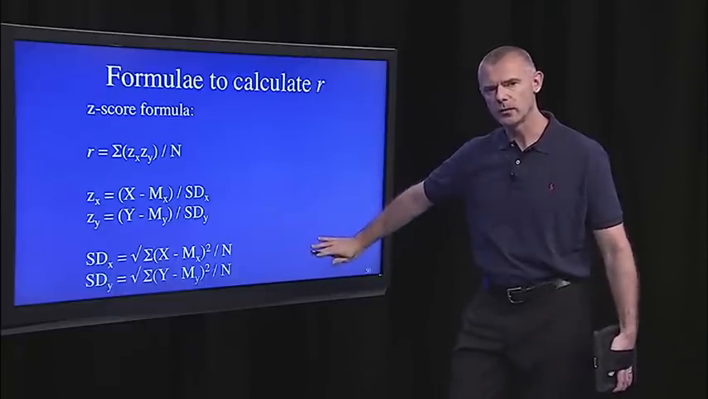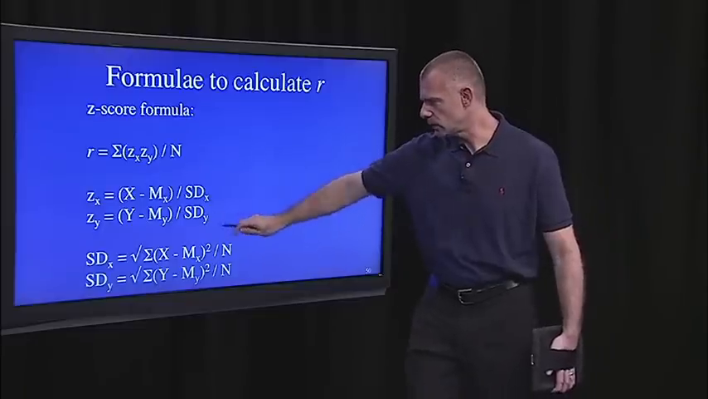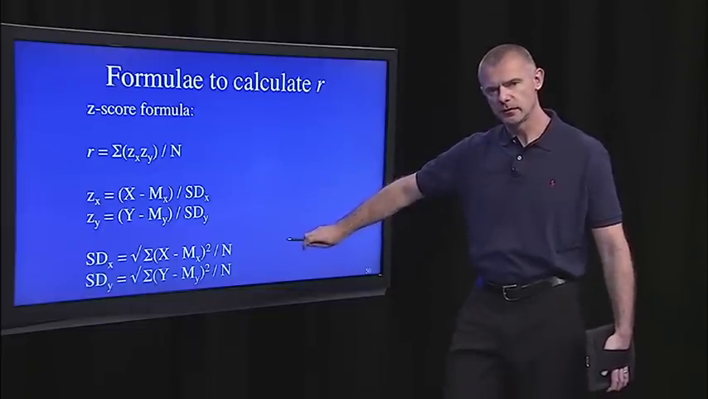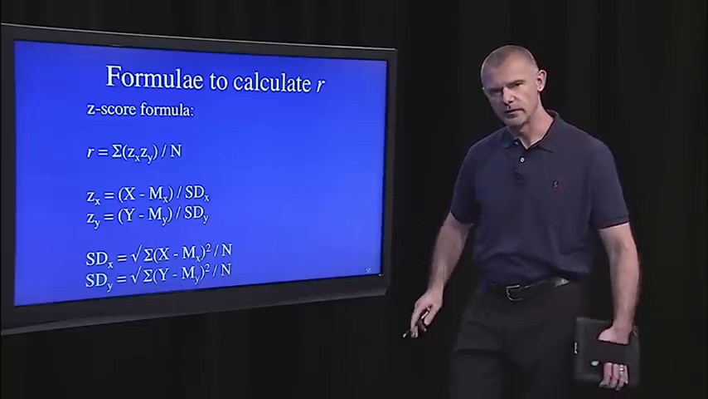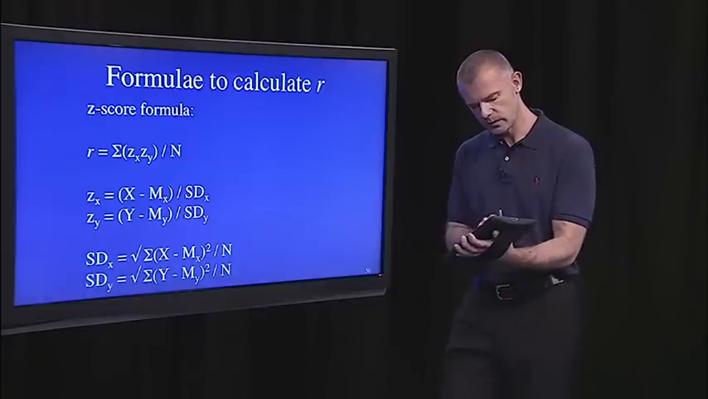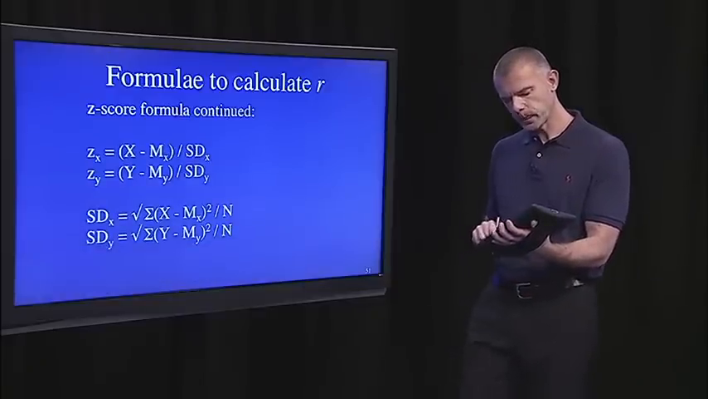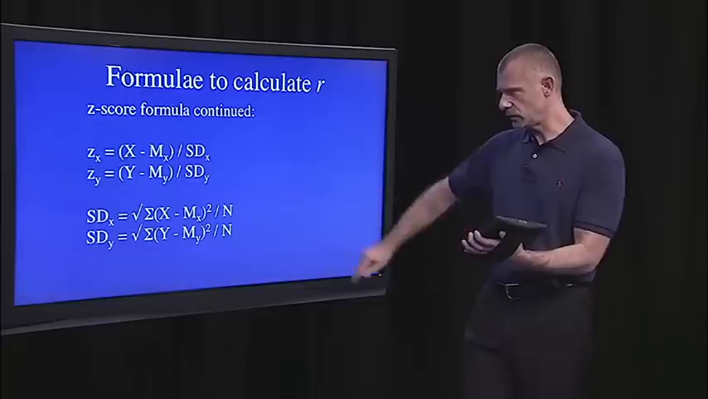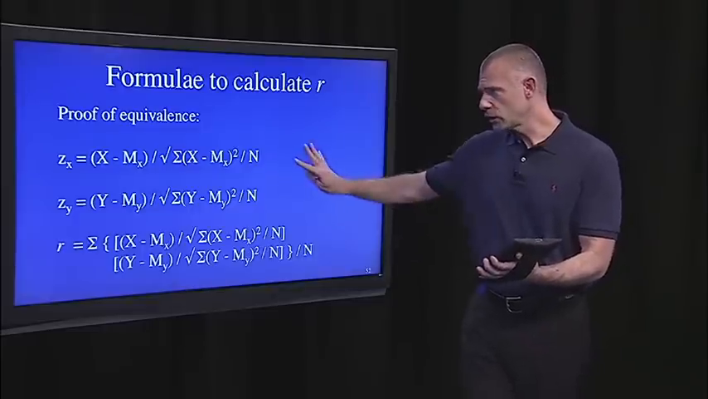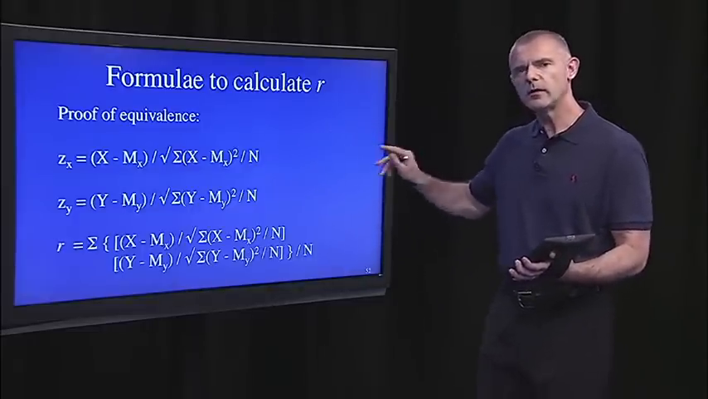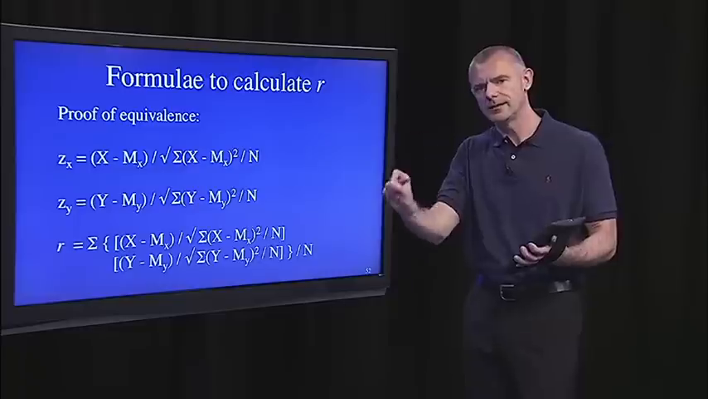This is just simple algebra. So here's the formulas for z. That's from lecture 2. Here's the formulas for standard deviation. Again, just from the descriptives lecture. This is just rewriting that. What I want to show you here is the proof of equivalence between the raw score formula and the z-score formula.